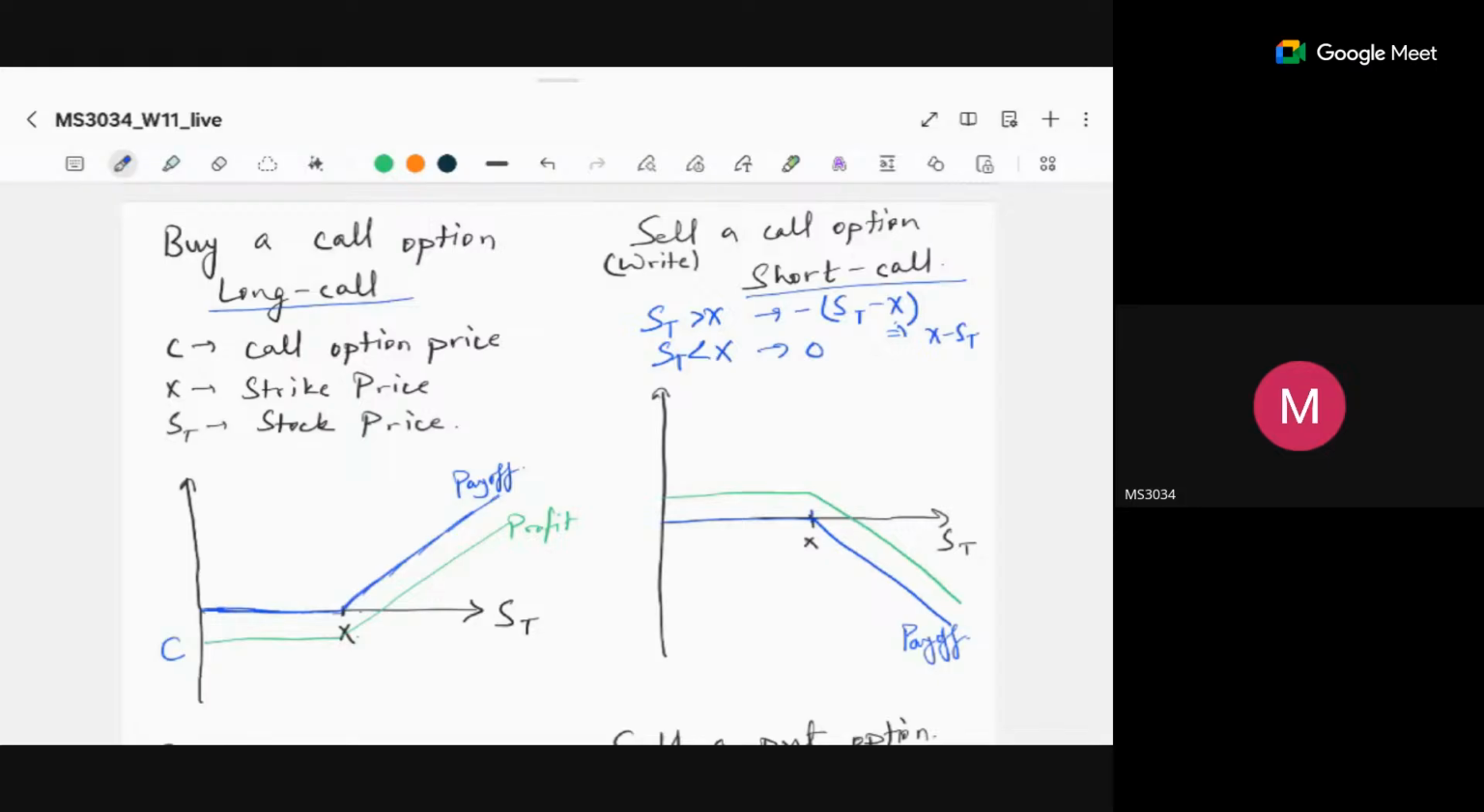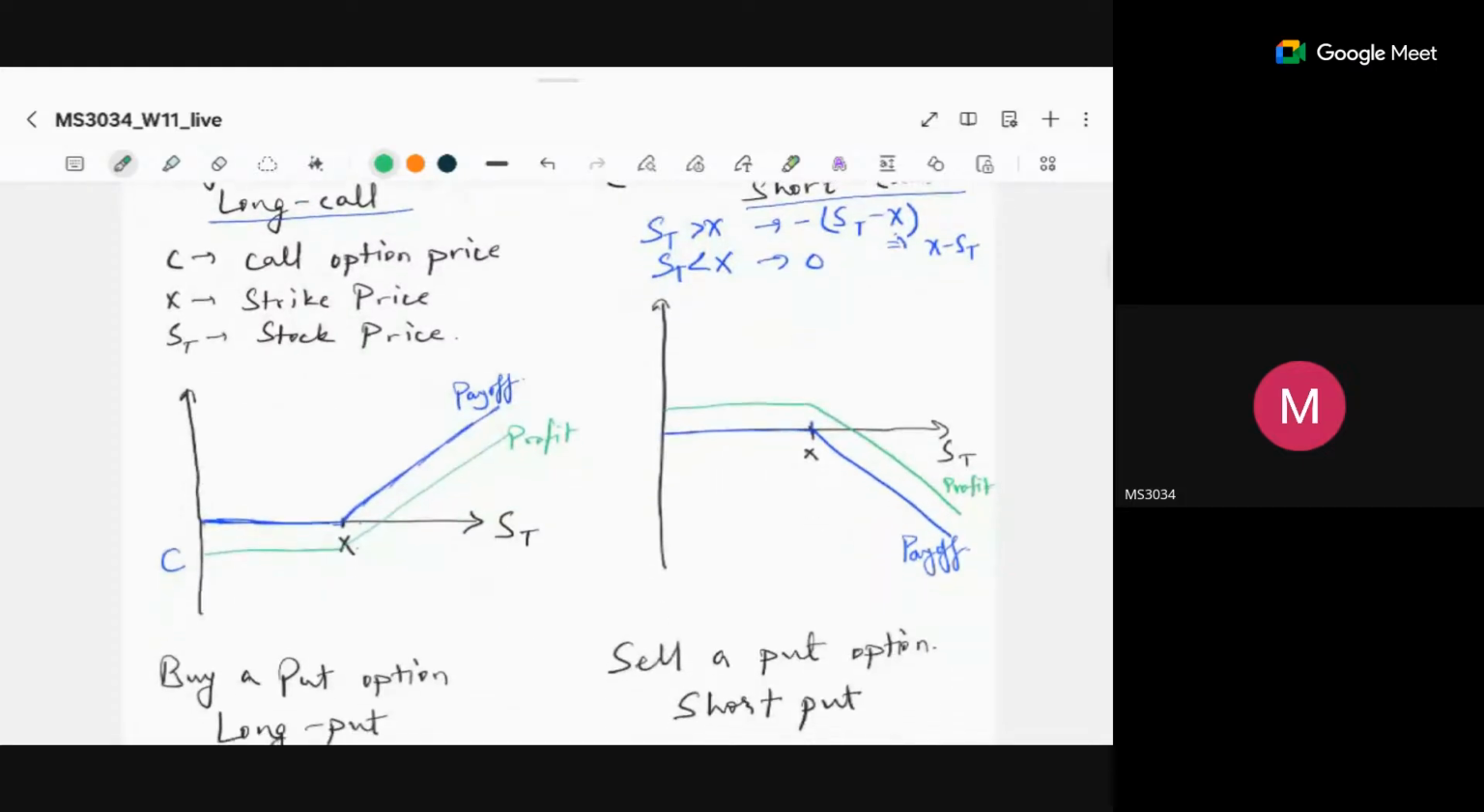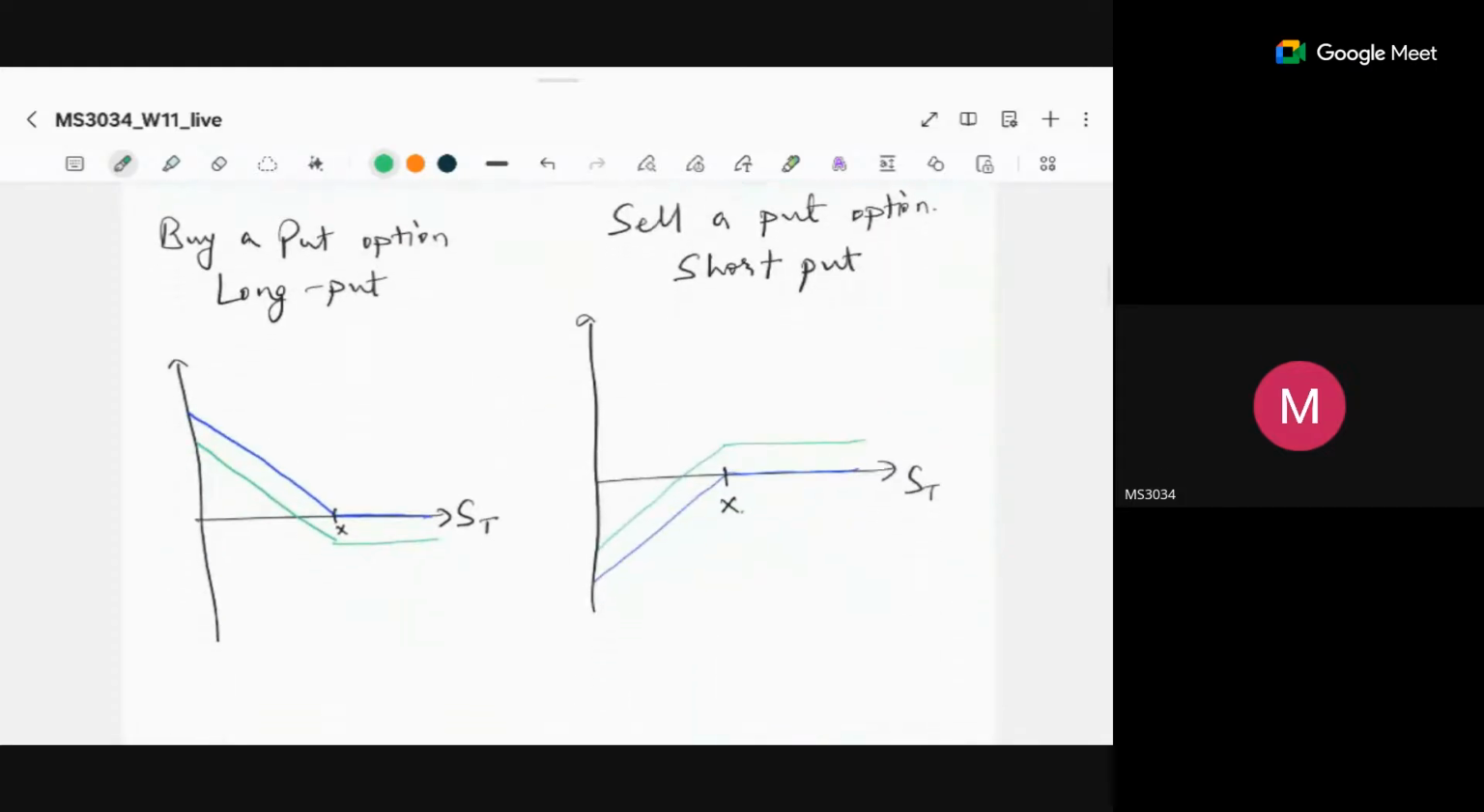And if you want to draw the profit diagram, for profits, now you are selling, so that means you are getting the option price or the option premium upfront. So you will add this option price to your payoff, and this green curve will be your profit diagram for selling a call option. Similar analysis you can do for the long put and short put positions, like buying a put option and selling a put option.